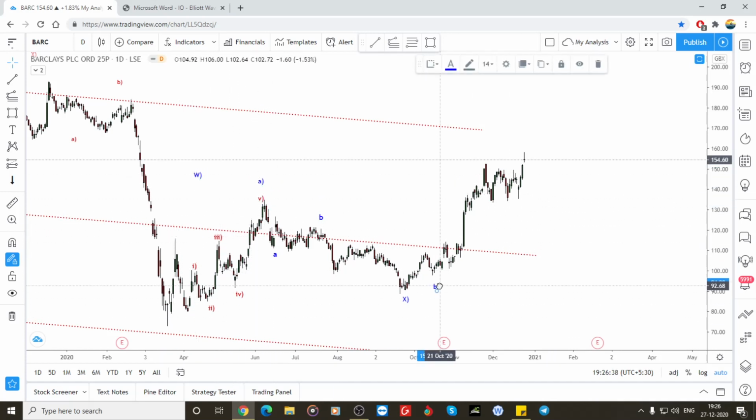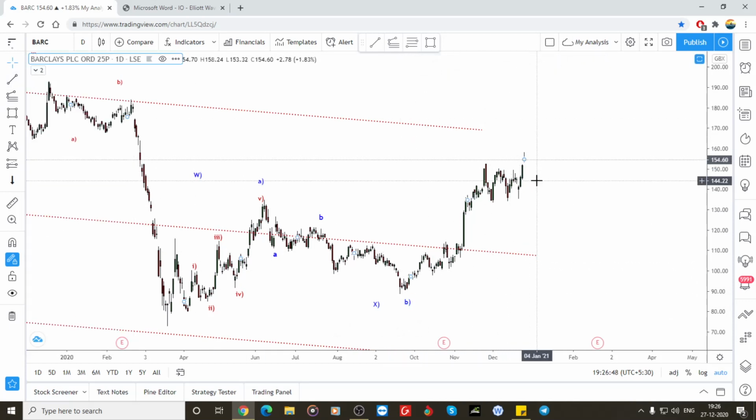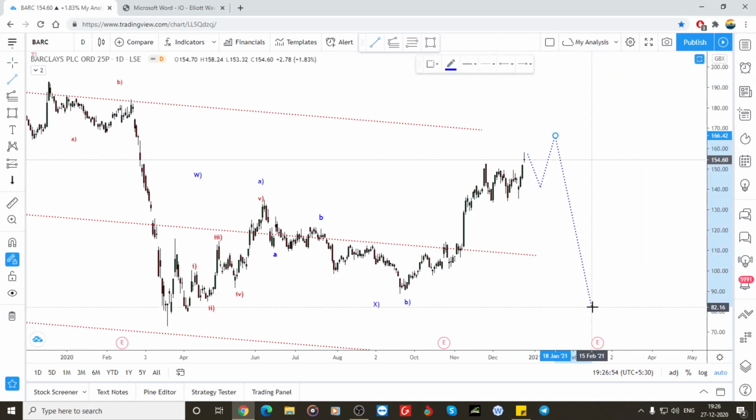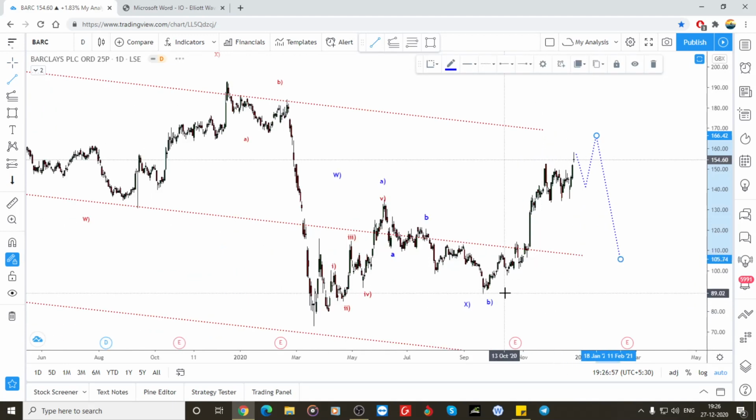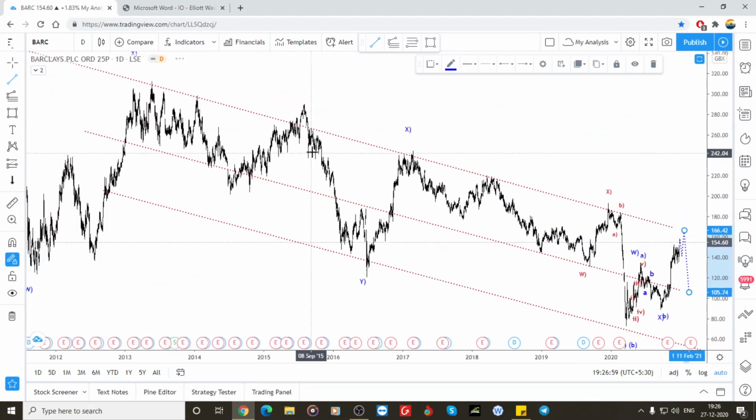And this could be a B, and the 1 2 3 4 5 is over, and again one more, or it could have already ended. So one more wave to the downside, and again it can get rejection from this zone. So often it's getting rejected in this channel.